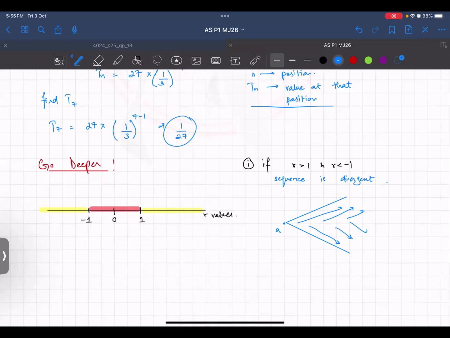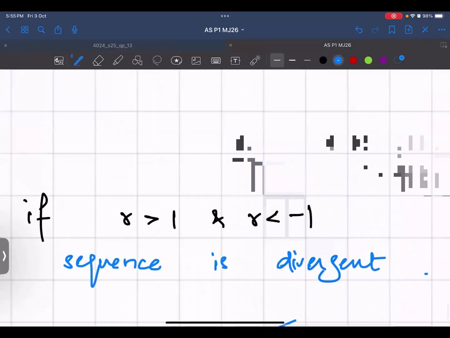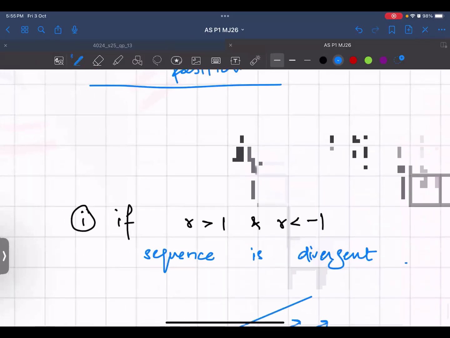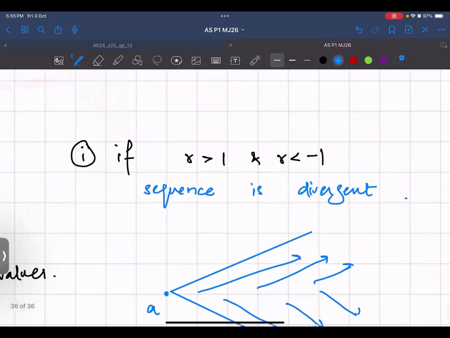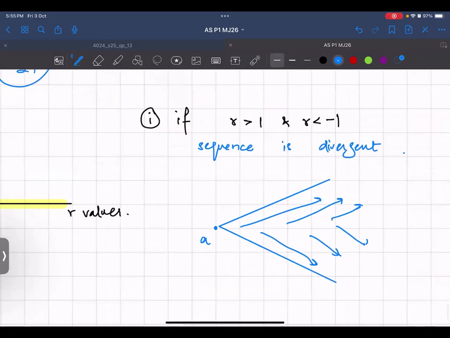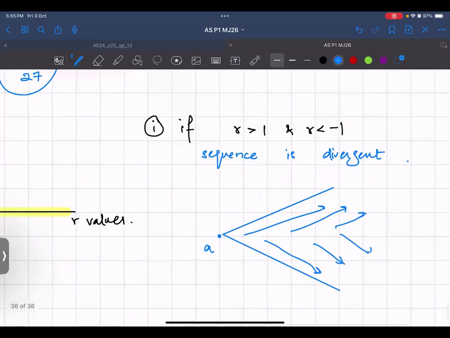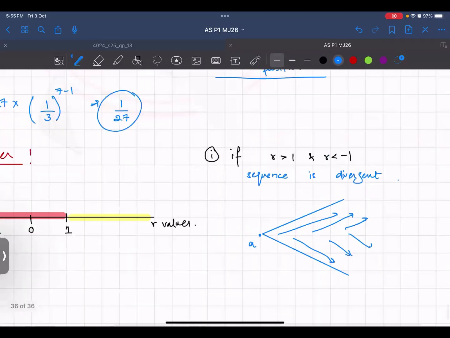In both of these cases, when your R is greater than 1, because you multiply a number which is bigger than 1 with the previous one, definitely you will get an even bigger answer. So the next term would be even bigger than the previous, again and again. So this would diverge. The sequence will not converge, it is diverging. Same is the case when your R value is less than -1.